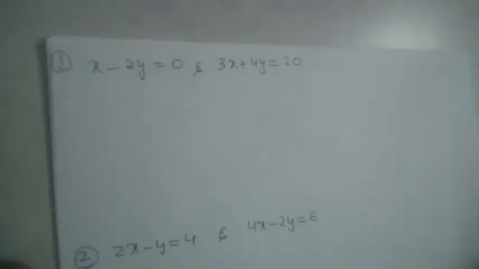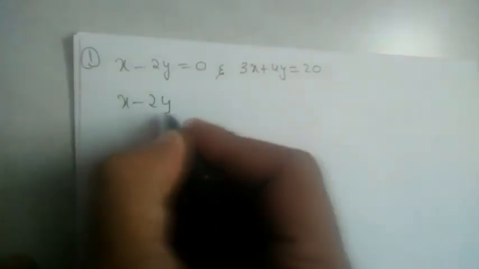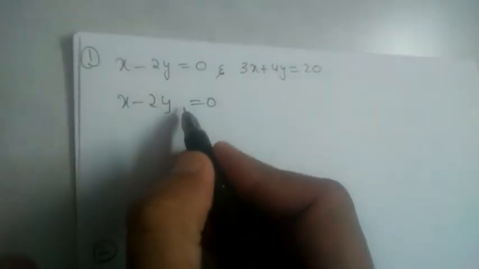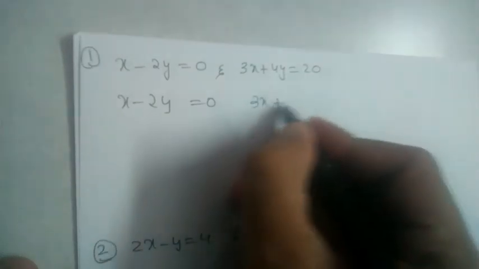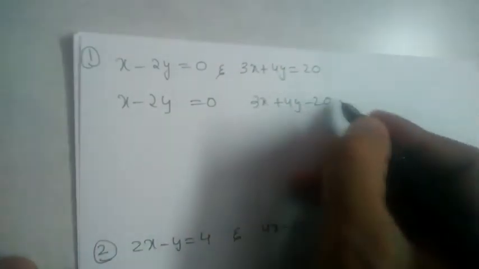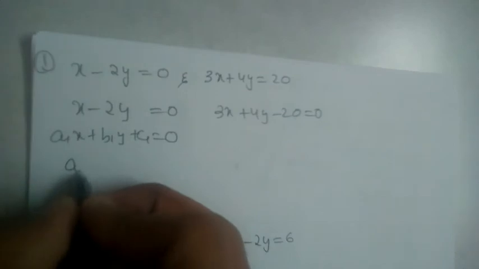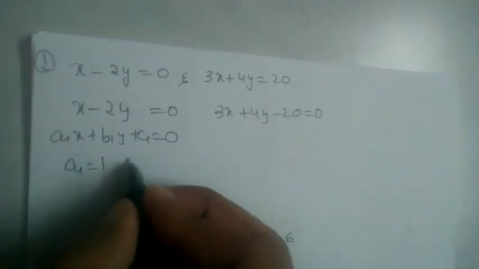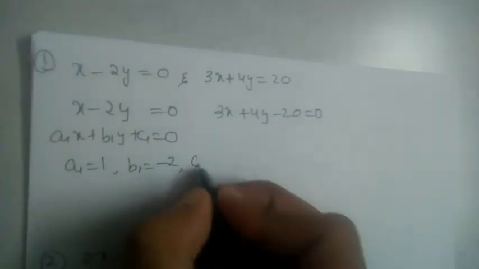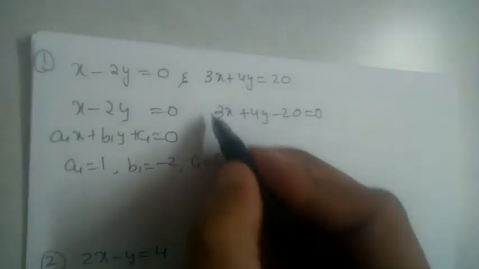Okay, we have few problems here. Without drawing the graph, let us see whether the lines are parallel lines, intersecting, or coincident lines. So this is x minus 2y is equal to 0. There is no constant term, right? And we have 3x plus 4y. Let us bring 20 on the other side. It becomes minus 20. So this is a1x plus b1y plus c1 is equal to 0. So we have a1 is equal to 1, b1 is equal to minus 2, and c1 is equal to 0.